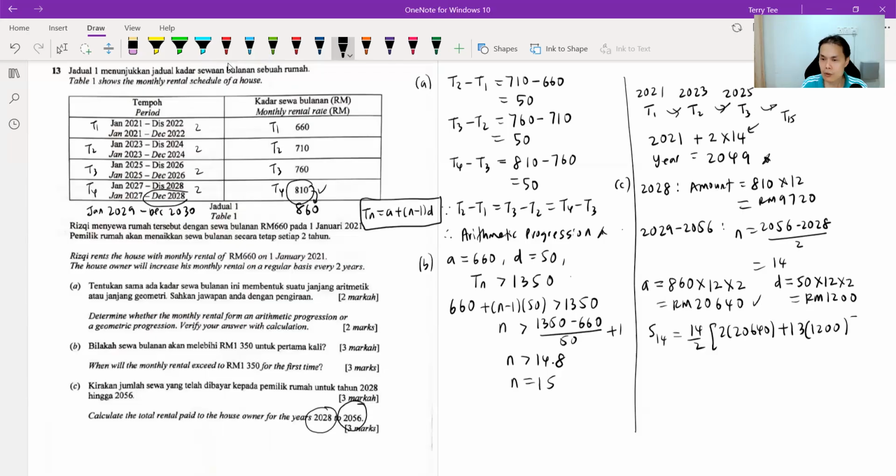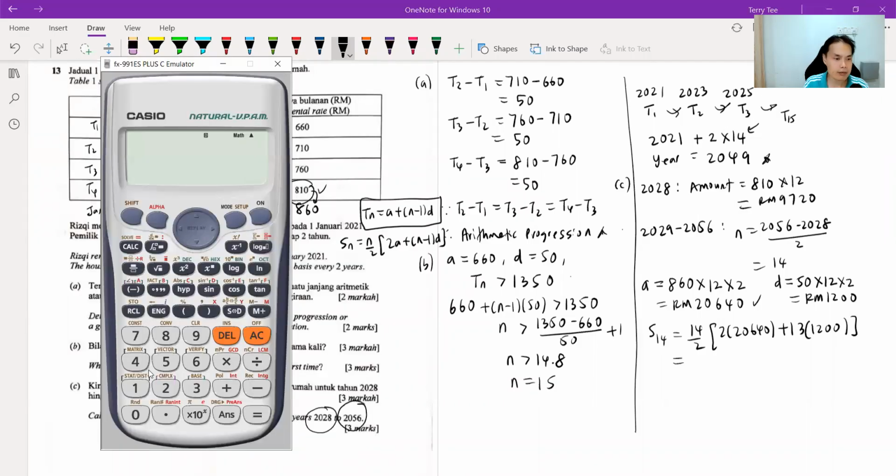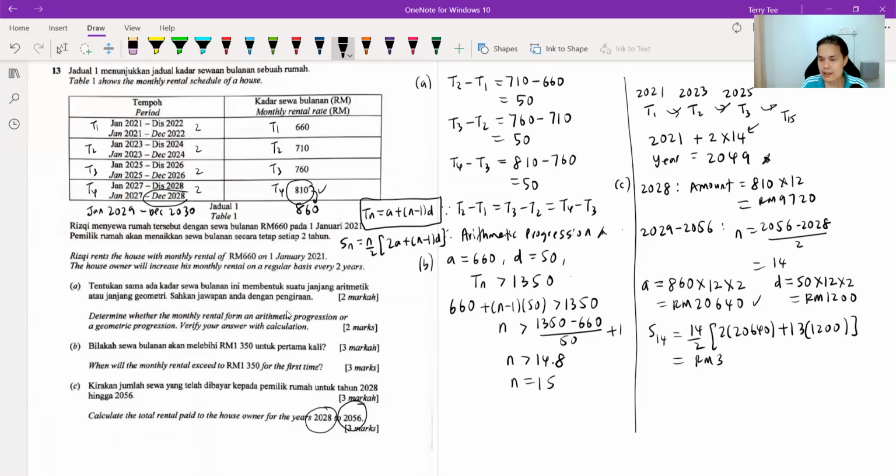By the way, for those who are not sure, the Sn formula, let me write down here, is given by n over 2, 2a plus n minus 1 d. I like to use this formula directly. Let's find out what this value is. 14 over 2 bracket 2a, my a is 20640, n minus 1 is 13, d is 1200. Guys, I got 398160. But we're not done yet.